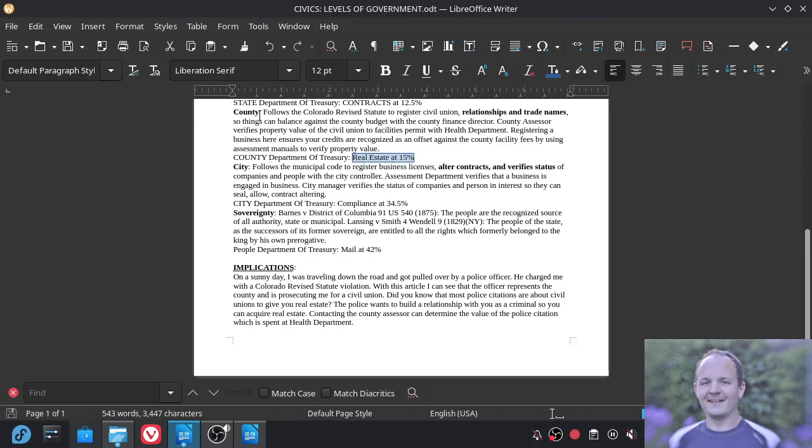Let's look up county. Both the Colorado Revised Statute to do civil unions so they can give you real estate at 15%. They're contacting the county assessor. Contacting the county assessor can determine the value of the police citation, which is spent at the health department.